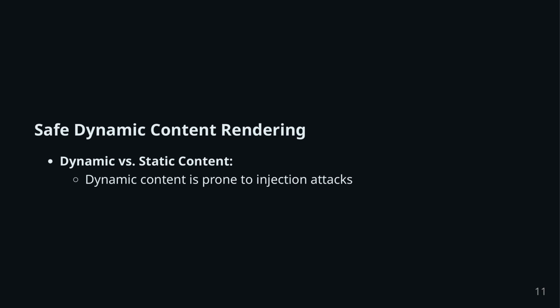On this slide, we're diving into the topic of safe dynamic content rendering. Understanding the distinction between dynamic and static content is crucial for security. Dynamic content is generated on the fly and is particularly susceptible to injection attacks. This is because it often incorporates user input, which can be manipulated if not properly sanitized. In contrast, static content is fixed and does not change based on user interaction, thus posing less of a security risk. As developers, it's essential to be cautious about how we handle dynamic content to prevent vulnerabilities.